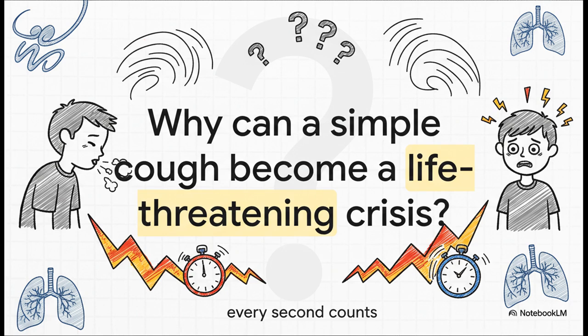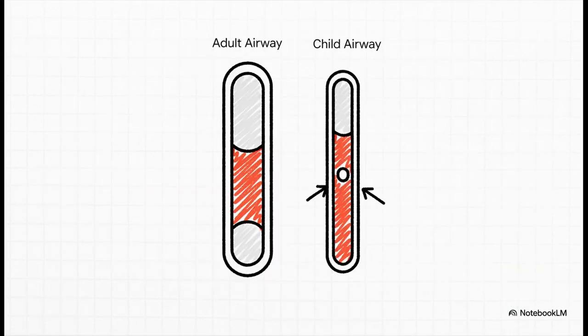We've all seen a kid with a cough, right? But what's the tipping point? What's that invisible line they cross that turns a pretty common symptom into a full-blown crisis where every single second counts? And the answer is deceptively simple, but it's profound.